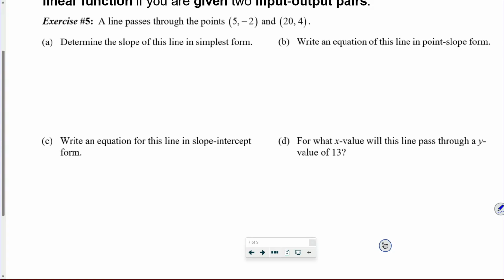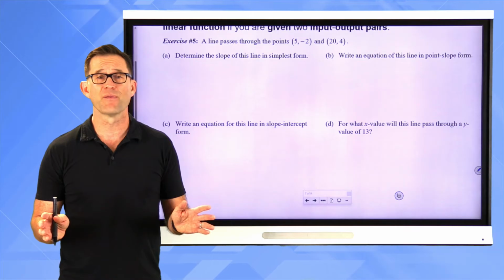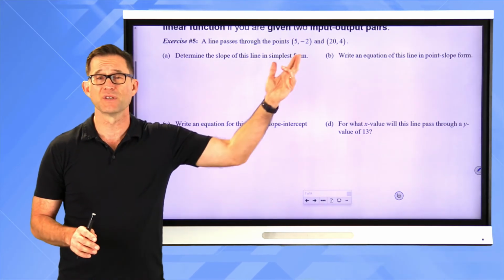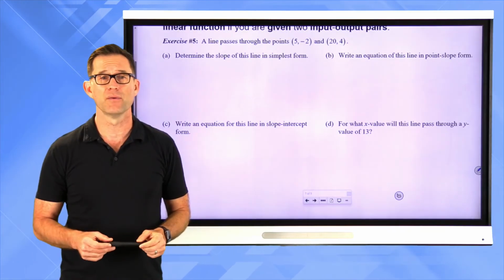A line passes through the points 5, -2 and 20, 4. Letter A. Determine the slope of this line in simplest form. All right, well, you've figured out slopes of lines many times using 2 coordinate pairs. Pause the video now and go ahead and do that.